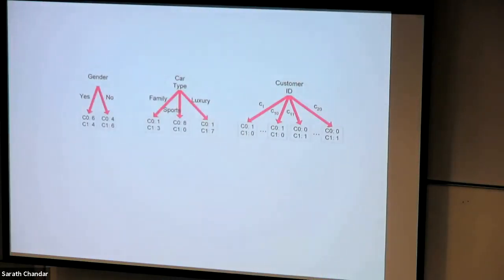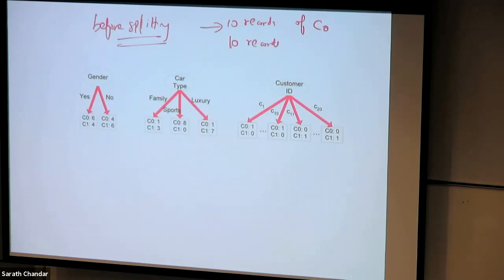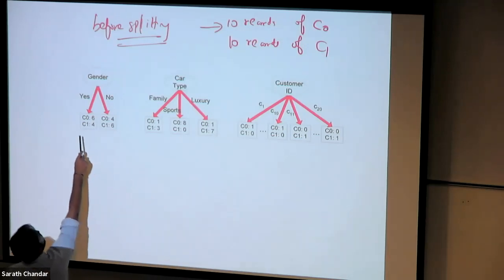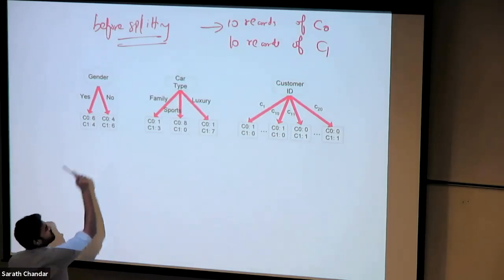Now imagine that before splitting, I have a data set. Before splitting, I had 10 records or data points of class 0 and 10 records of class 1. Is that clear? And there are 3 possible ways in which I could split. I could go with the gender, which gives 6 class 0 and 4 class 1 here, and 4 class 0 and 6 class 1 here.